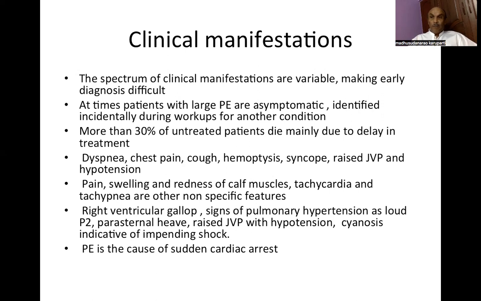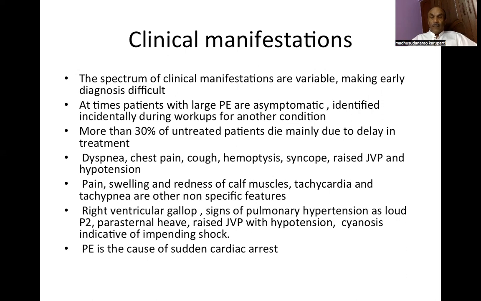Chest pain is because of the peripheral infarct causing pleurisy and irritation of the pleural membranes. Cough and hemoptysis are secondary to the intrapulmonary bleed. Syncope is indicative of hypotension and peripheral circulatory failure. When you examine the extremities for the presence of deep venous thrombosis, there could be pain, swelling and redness of the calf muscles.